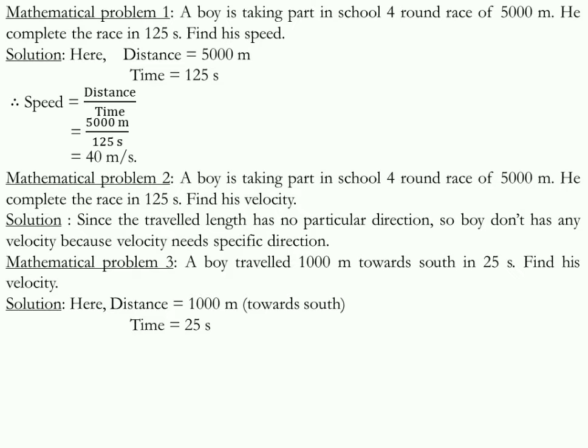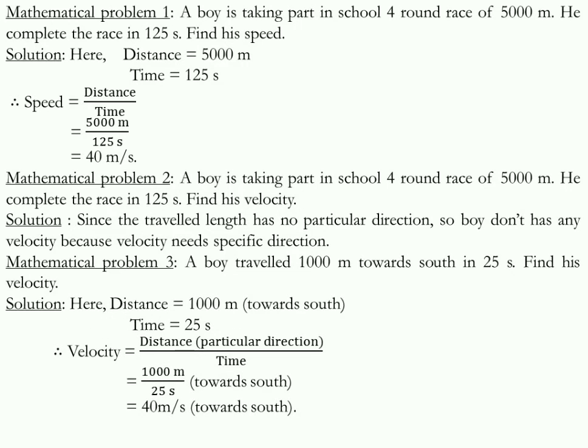Here direction is mandatory to find out the velocity. So the formula for velocity is distance with particular direction divided by time. So distance with direction is 1000 divided by 25, and it becomes 40 meter per second, and this velocity should be towards the south. So it's the difference between speed and velocity. You can easily realize when you find the speed there was no direction, but here we have the direction.